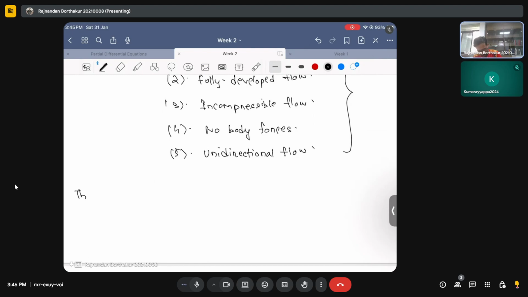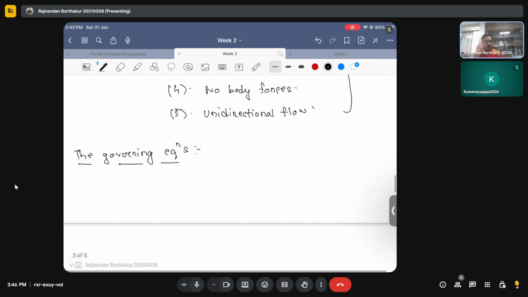So, the governing equations. As I said, we are now going to encounter two equations: one, the continuity, and second, the Navier-Stokes equation. So let's start from the simpler one, I would say, that is the continuity equation.